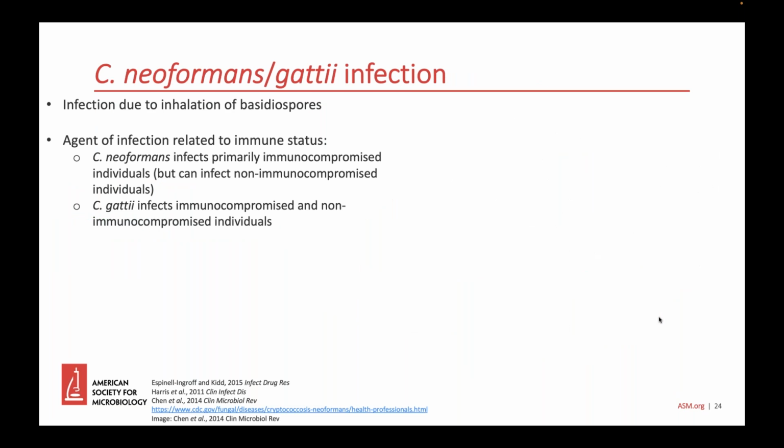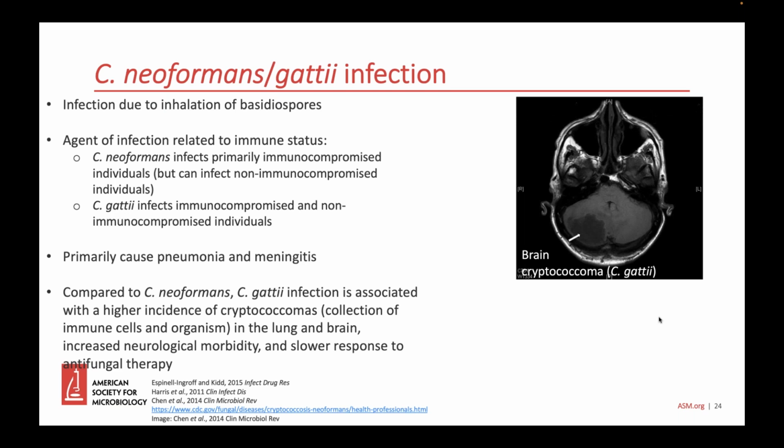So what about infection? You get infected by inhaling basidiospores. The agent of infection is typically related to immune status. So neoformans infects primarily immunocompromised individuals, but it can infect non-immunocompromised individuals as well. Whereas gattii, to the best of my knowledge, equally infects immunocompromised and non-immunocompromised individuals. It doesn't seem to have a preponderance for either. It primarily causes, or the 2 organisms primarily cause, pneumonia and meningitis.